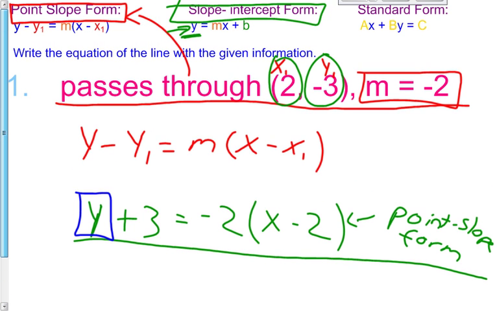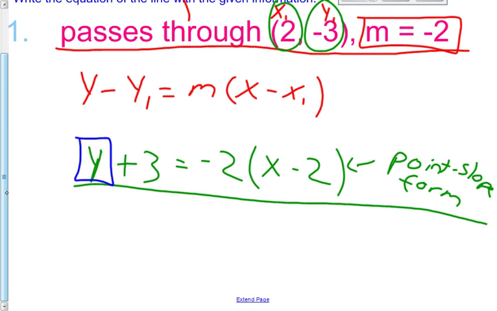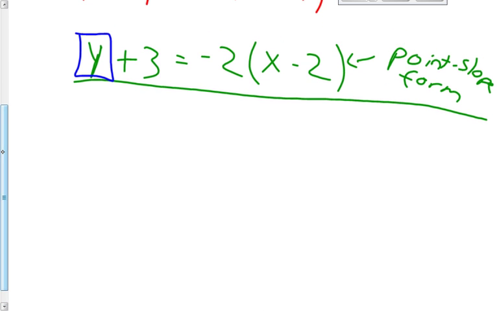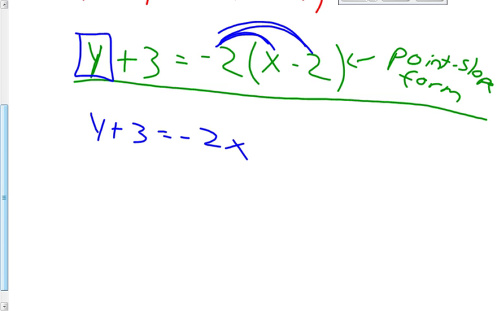One thing you might also notice is in this formula, y equals mx plus b, there are no parentheses. I don't see any parentheses in this. Do you? I think not. So let's get rid of the parentheses by using the distributive property. We're going to distribute this negative 2 to the x and to the negative 2. So we're going to have y plus 3 equals a negative 2 times x is a negative 2x. A negative 2 times a negative 2 is a positive 4. So I have successfully distributed.